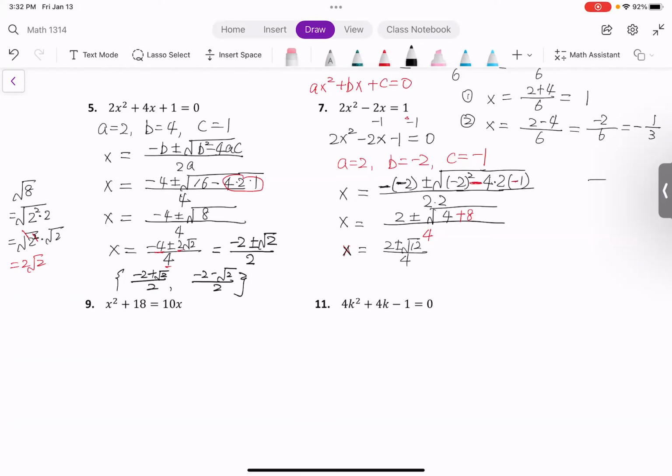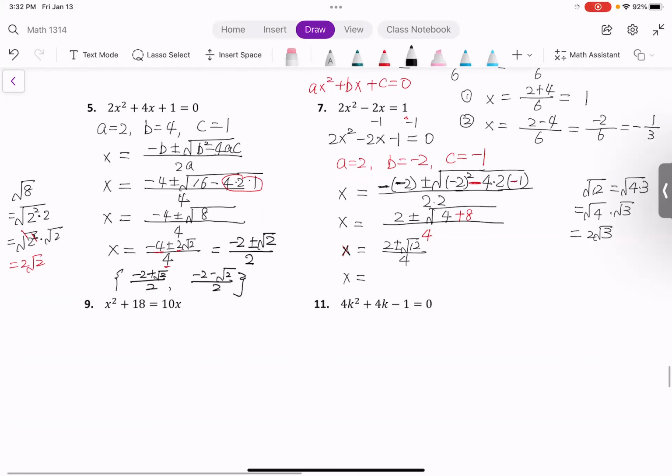What is the square root of 12? I know that 4 times 3 equals 12. That is the square root of 4 times the square root of 3. The square root of 4 is 2, so 2 square root of 3. So x equals 2 plus or minus 2 square root of 3 over 4.